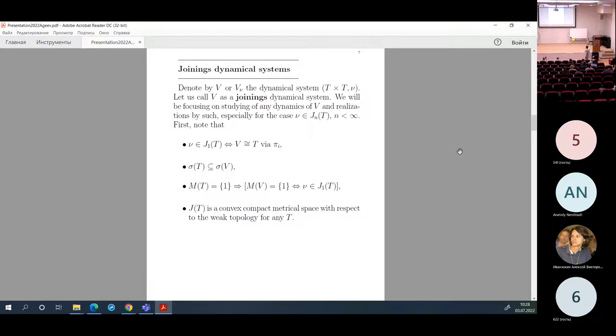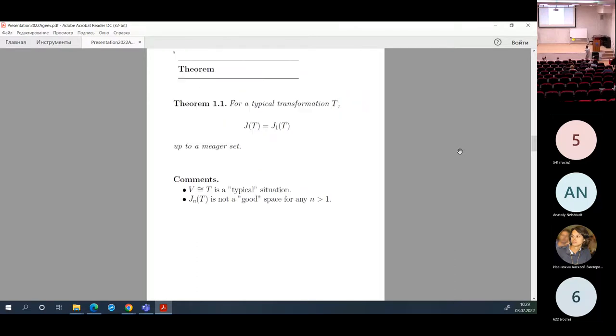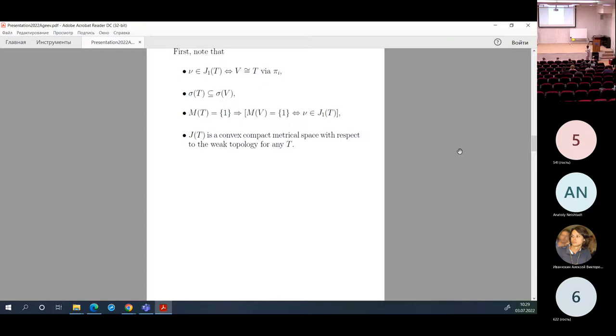Okay, but the set of measures, of course, is a convex compact metrizable space with respect to the weak topology for any T. This is also more or less obvious. It's just the standard topology on the space of measures on X or X cross X, in this case X cross X. One of, in my opinion, a good theorem in this case: we have a convex compact metrizable space. Convex means that the sum of two measures, like the diagonal or mu cross mu, is automatically also an invariant measure, an element of this space.